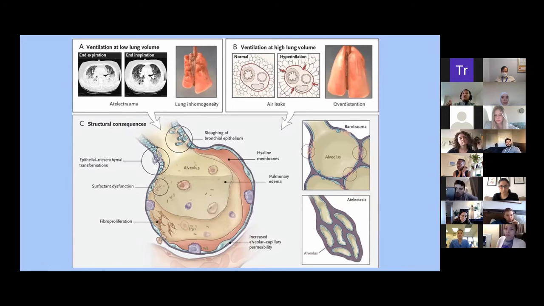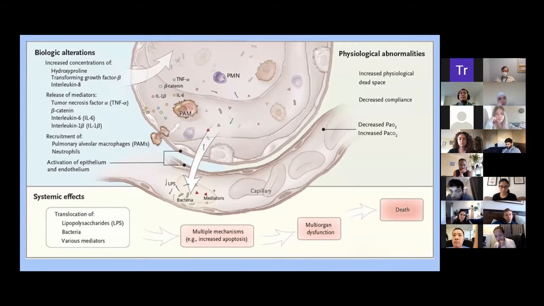On the opposite side, if we over-distend our lungs and give way too much tidal volume, we can cause hyperinflation, which causes air leaks. The air leaks lead to pneumothorax and pneumomediastinum. And again, this is all caused by giving too much volume to the patients. In the end, all of this is going to lead to structural lesions and microscopic lesions, which lead to atelectasis, cellular damage, and eventually increased alveolo-capillary permeability, which leads to biologic alterations. This is very important because all this also leads to bacterial translocation from the lung to the circulation and leads to SIRS and multi-organ dysfunction.